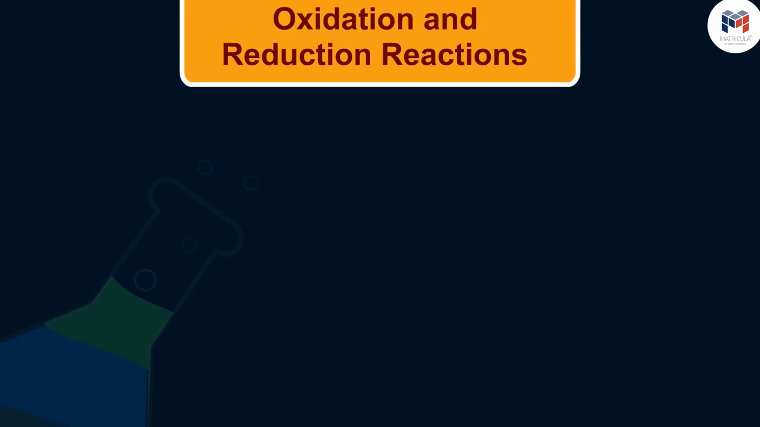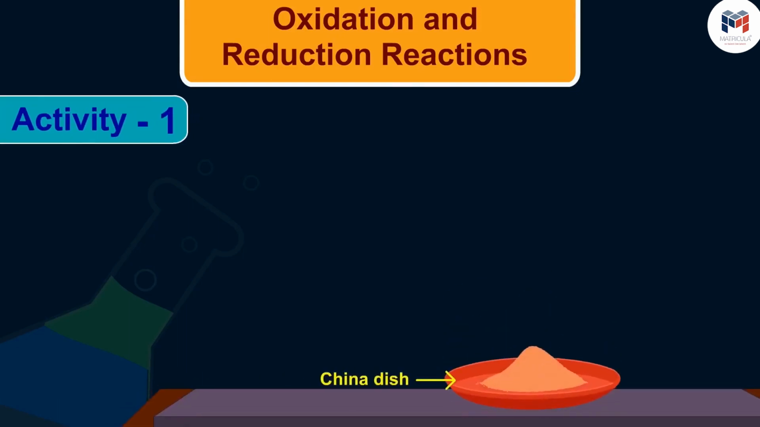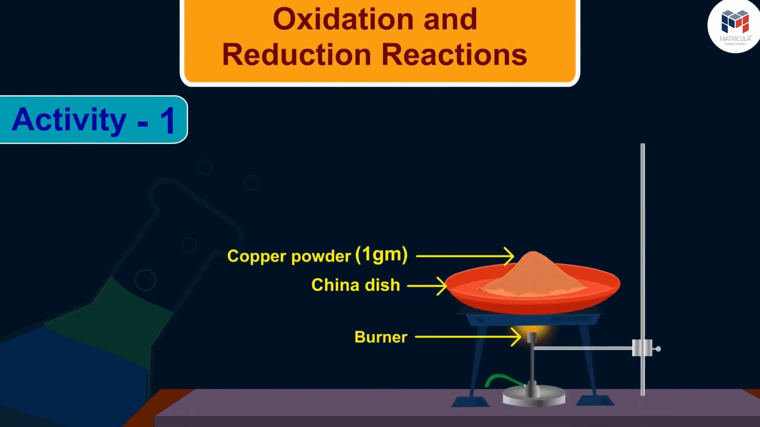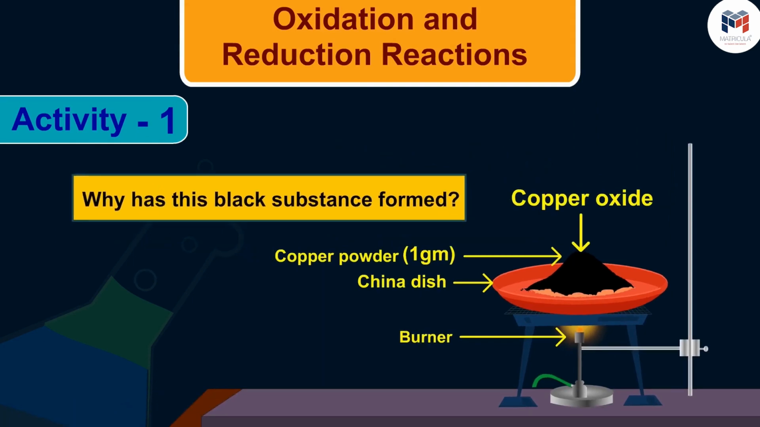Let's understand this with the help of an activity. Heat a china dish containing about 1 gram copper powder. What do you observe? The surface of copper powder becomes coated with black copper oxide. Why has this black substance formed?